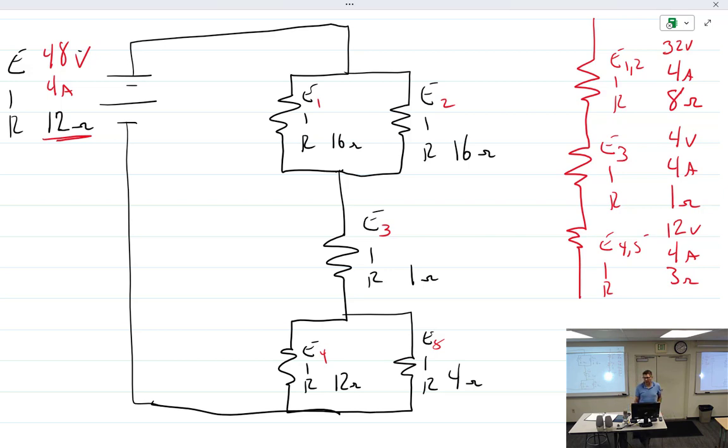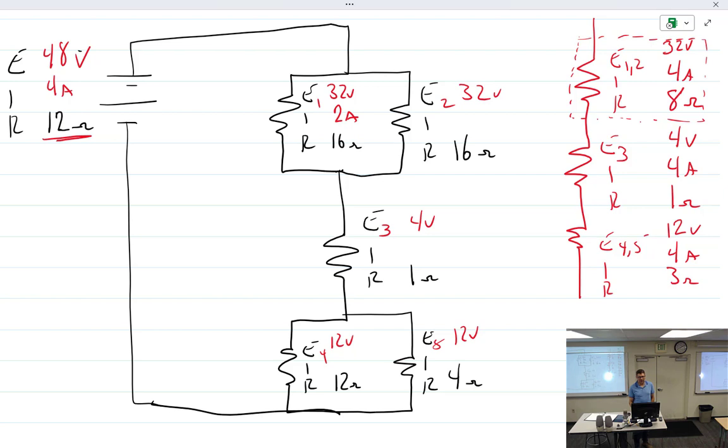So if E1 and 2 has a voltage drop of 32, what is the voltage drop of E1? 32. What's the voltage drop of E2? And what's the voltage drop of 3? 4. Hasn't changed. What's the voltage drop of 4, 5? 12 on each side. Just solve for I now. 32 divided by 16 is? 2 amps.